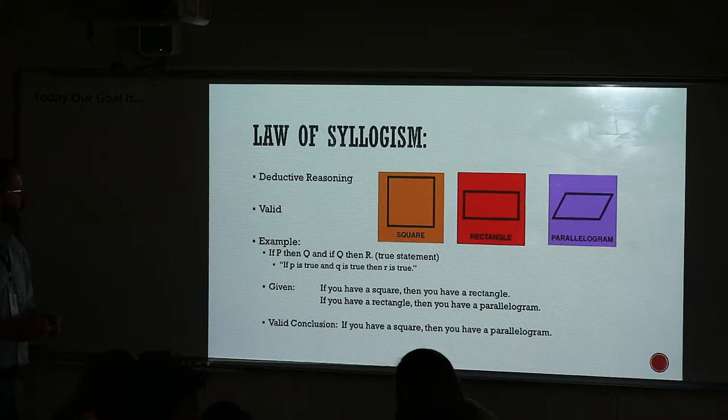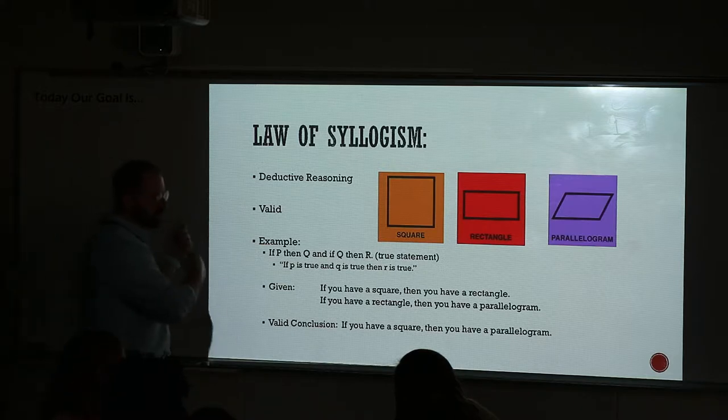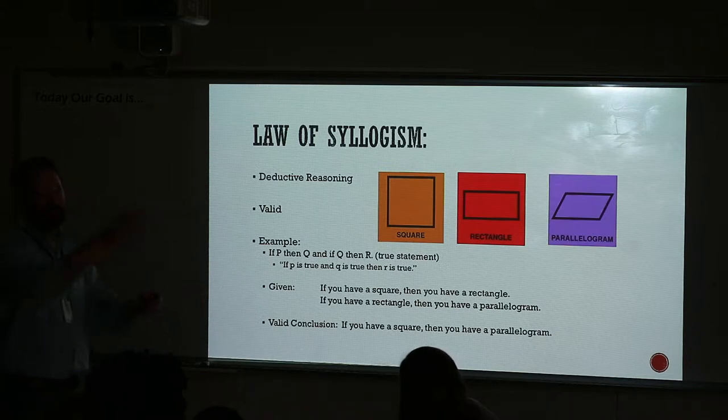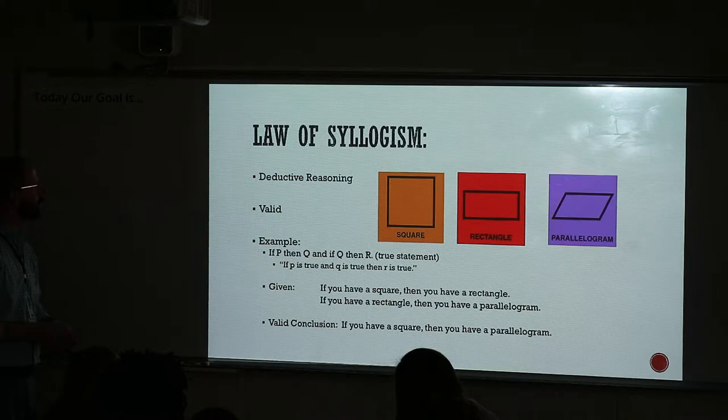Okay. Do we see the differences? Syllogism, you're connecting a daisy chain of events, versus just the last one, which is detachment, which is just one event happening, and you can just use that information to do something else. It's not connecting multiple chain of events together.